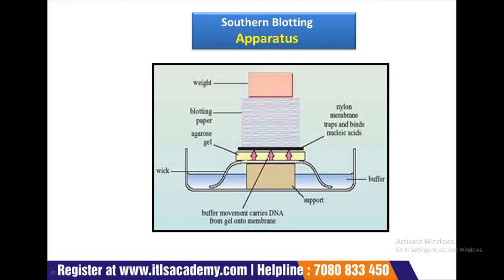You can see the nylon membrane properly attached to the agar gel, and the blotting paper properly attached to the gel. So this capillary reaction is going on in this blotting paper. So DNA molecules are run onto the membrane. Nitrocellulose or nylon serve as the membrane material. This black nylon membrane serves as the membrane material.